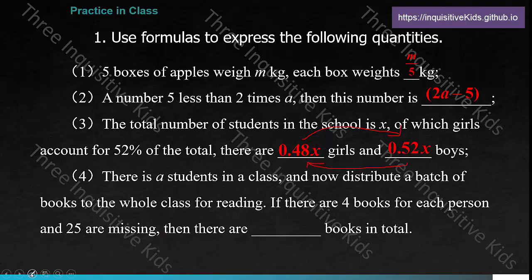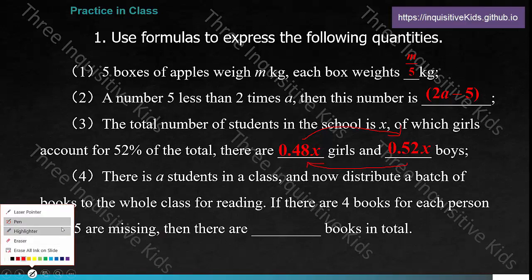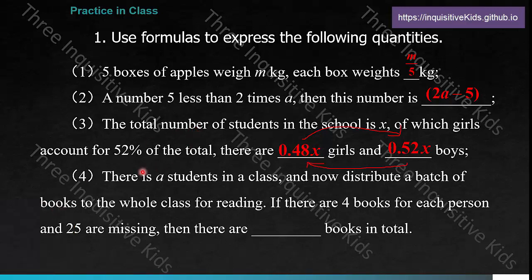0.52x girls and 0.48x boys, because it already told us that it's 52%, and we can write that as 52 over 100 times x, which is also the same as 0.52 times x, 0.52x. So there's 0.52x girls and 0.48x boys. Remember, x is the total number of students in the school.